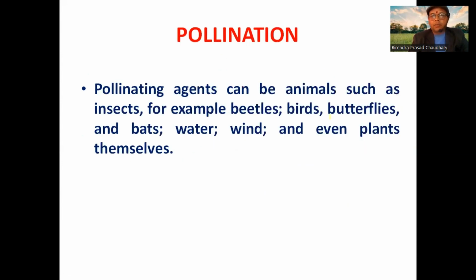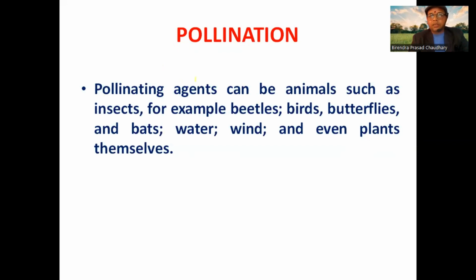Next thing is pollination. Pollination, you have read, is the process of transferring pollen grain from the anther of a flower to the stigma of the same flower or to another flower. And this is a very important segment of the life cycle of flowering plants.